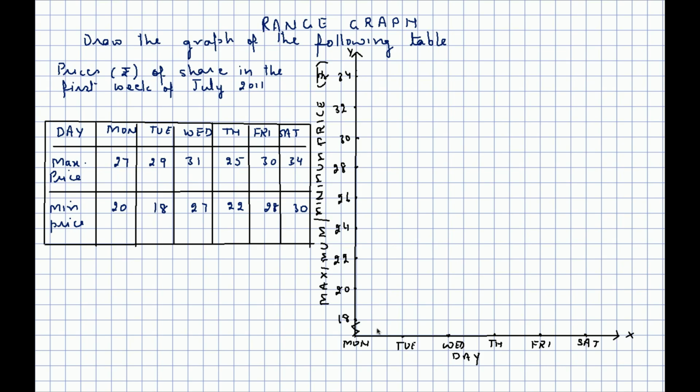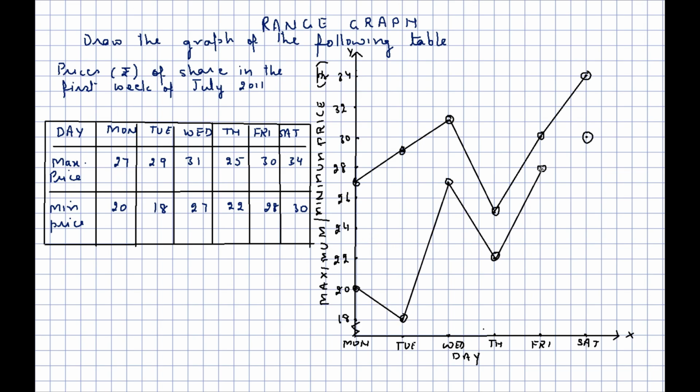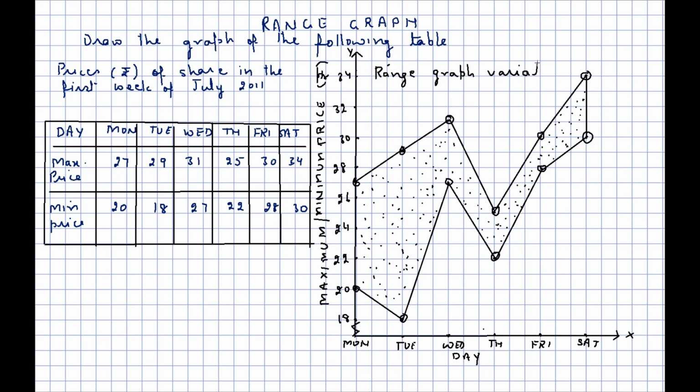Again, taking the time on the x-axis, plotting maximum price value for different days of a week, joining it with a line. Now plotting minimum price value for different days of a week, joining it with a line. Shading the portion and getting our range graph. Writing the scale and giving the appropriate title to the graph.